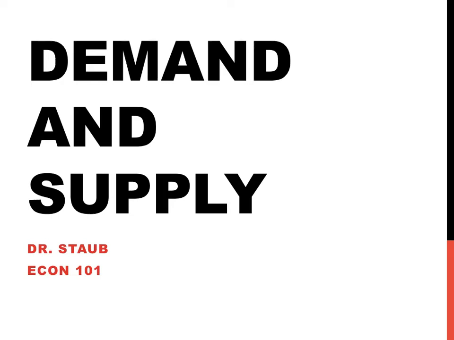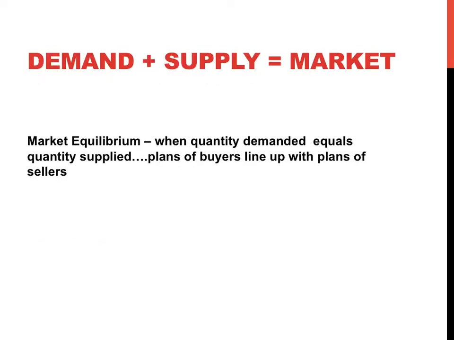In this video, we'll take what we've learned about demand and supply and put them together to talk about a market. And we'll say that a market is in equilibrium when quantity demanded equals quantity supplied, or the plans of buyers line up with the plans of sellers.